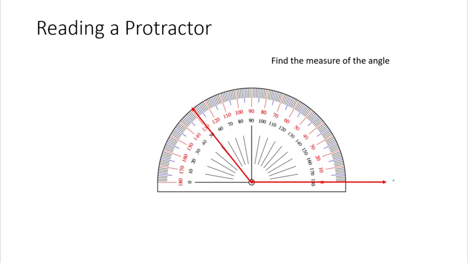Well, we start here at 0. We go around, we see 10, 20, 30, 40, 50, 60, 70, 80, 90, 100, 110, 120. It's actually not quite on 130. It's right before 130. So if you had to estimate, that looks like it's about 129 degrees. So that's how you read a protractor. Make sure you get everything lined up and then see where it falls on these numbers up here.